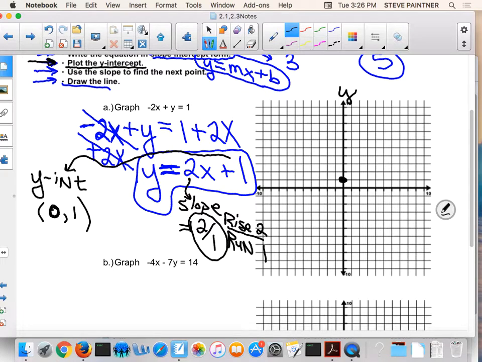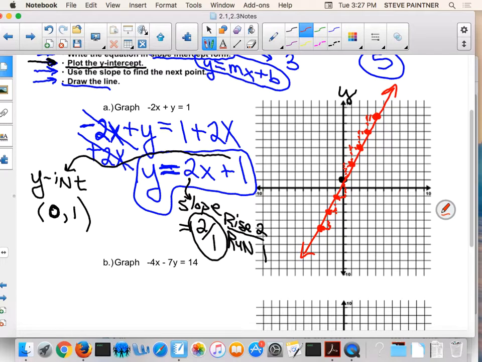Okay, well, rise 2 is, I'm going to change colors on you. I'm going to go 1, 2, and run 1. 1, 2, and run 1. And you just keep this going forever and ever, and you can quit after probably 3 or 4, but here goes the right side of your line. And on the left side of your line, you just do everything opposite. Instead of going up 2, right 1, go down 2, left 1. Down 2, left 1. Down 2, left 1. There you go. And there it goes. There's the rest of the line.